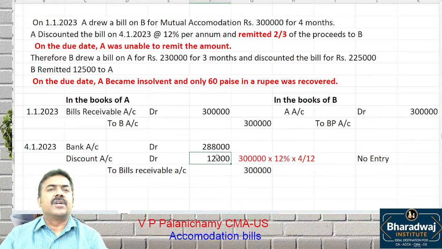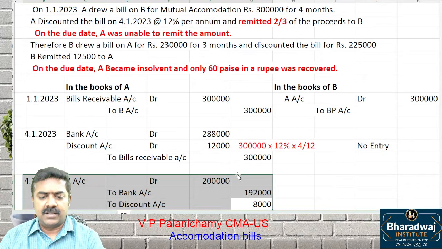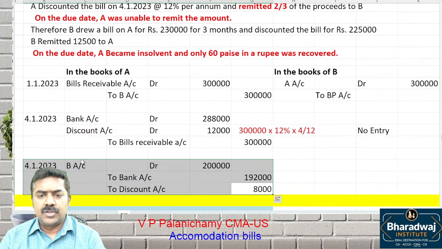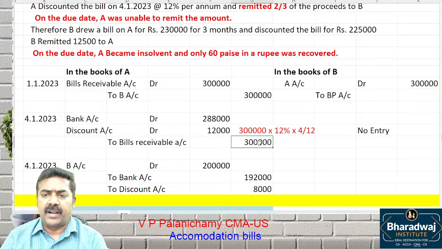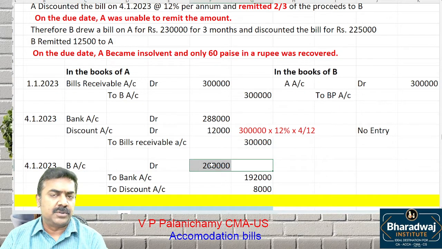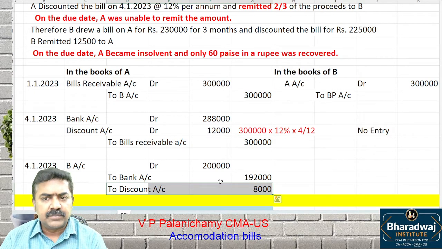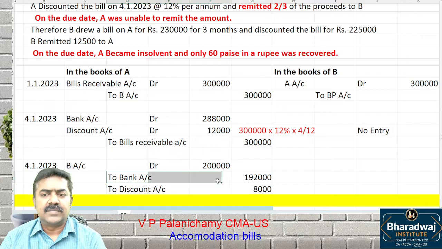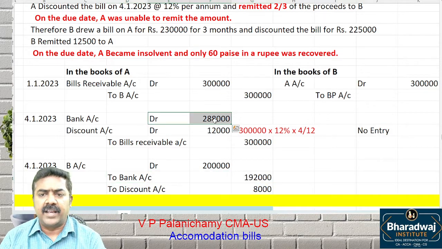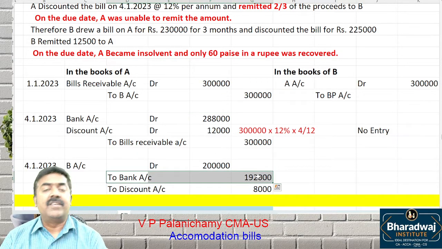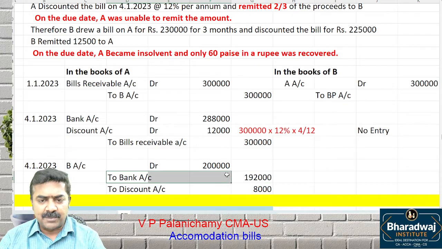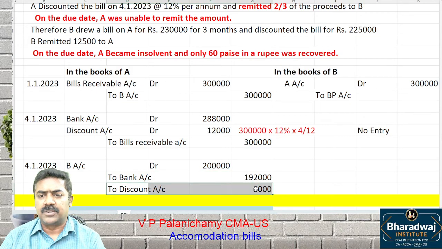Discount, leave two-thirds, the other party will bear it. So what is the entry for sending the money? Debit the receiver, B account, 3 lakhs into two-thirds. Two-thirds we are sending. Discount also two-thirds. And the bank also, 2,88,000 into 2 by 3. Everything two-thirds. Use the money two-thirds, bear the discount also two-thirds.